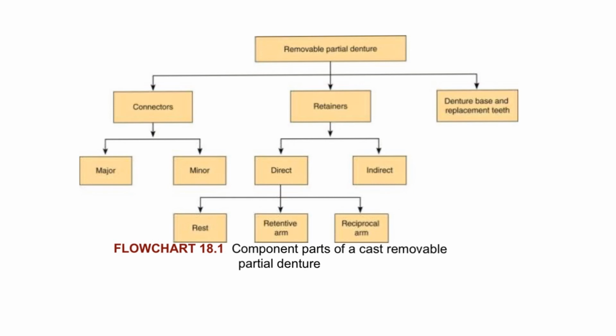These are the components of your removable partial dentures. The components are connectors, retainers, the denture base and the replacement teeth. Connectors are major connector and minor connector. Retainers are direct retainers and indirect retainers. Indirect retainer, there are reciprocal arm, retentive arm, rest. All these components I'm going to cover one by one in my further videos. Like I'm going to cover direct retainers in one video, then indirect retainers in one video. I'm going to cover broadly every component of removable partial dentures, how they are made, and everything in my further videos.